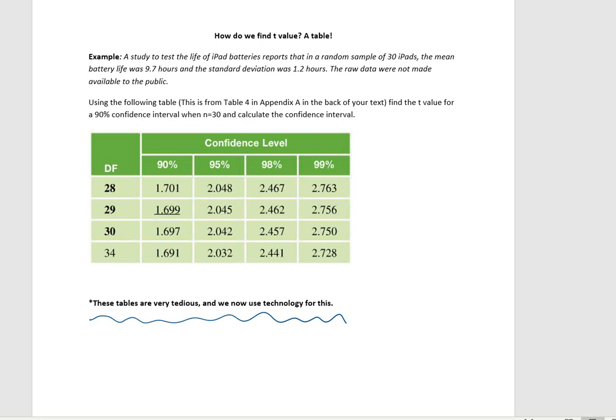So what we want to do is use this table to find the t-value for a 90% confidence interval. Here's what we know: x bar, the average from our sample, is 9.7.